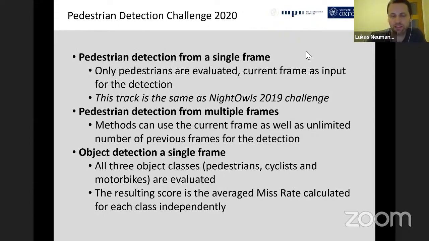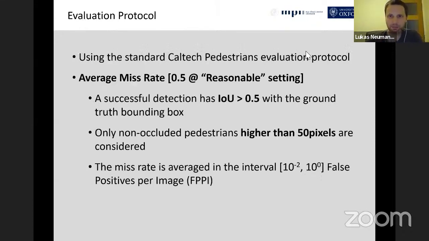And last but not least, we ran an object detection track from a single frame, but this time we considered all three classes. So it's effectively detection and recognition. The methods were required to detect pedestrians, cyclists, and motorbikes. We used the standard Caltech pedestrian detection evaluation protocol, where we're looking for an intersection over union overlap of at least 0.5. If you're interested in this, I will refer you to our paper.